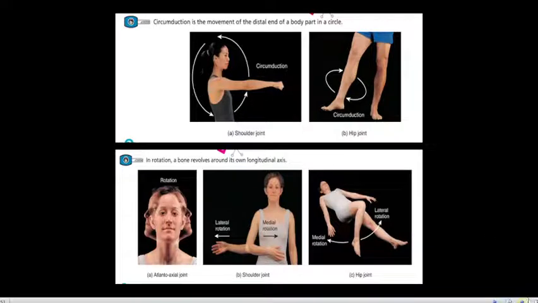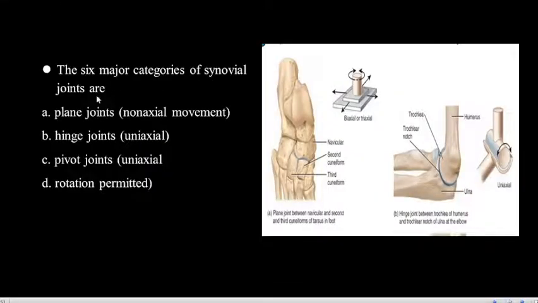Okay? Next, let's go to the 6 major categories of the synovial joints. You have the plain joints or non-axial. Ang plain joints natin makikita between the tarsal bones. Kindly take note ha, itong example niya. Plain joints found in tarsal bones. Ang hinge joints, uniaxial, found in fingers and toes. Okay? Ang pivot joints, uniaxial din, found in the neck. Okay? Kaya nga siya tinawag na pivot joints because nagro-rotate.